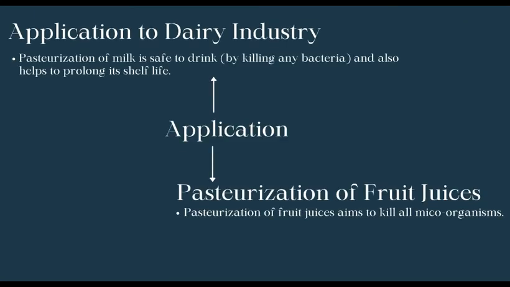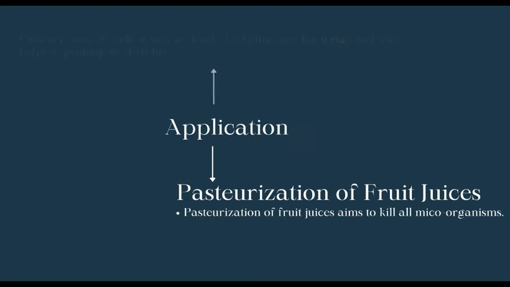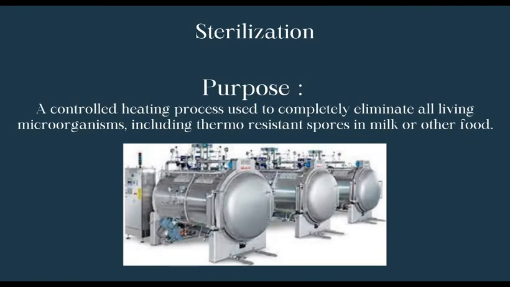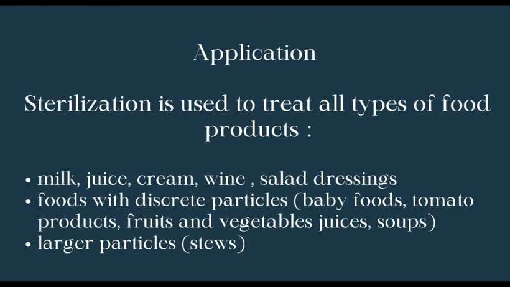Okay, pasteurization can be applied in two situations, namely application to the dairy industry, and sterilization. The aim of sterilization is a controlled process used to completely eliminate all microorganisms, which include thermoresistant spores in food. Sterilization techniques are used to enhance the shelf life of food products. For instance, sterilization is used for milk, juice, cream, wine, or salad dressings, and foods with discrete particles like baby food, or larger particle food like stews.